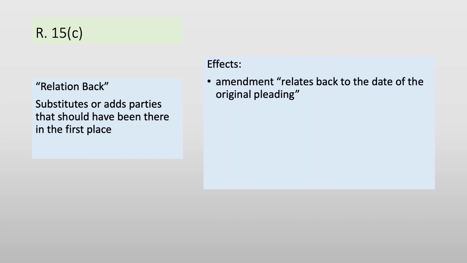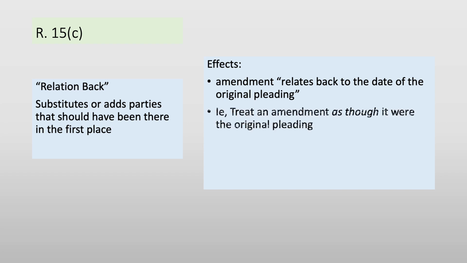So what's the effect of adding a party under relation back? The amendment to the complaint that adds the party relates back to the original pleading. What does that mean? It means we treat that amendment as though it were in the original pleading, even though, as a factual matter, it wasn't. So it's kind of a legal fiction where we basically pretend that you had the defendant there in your complaint all along, even though, in fact, you didn't.